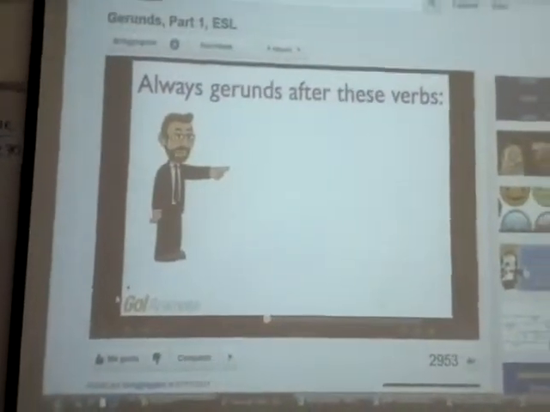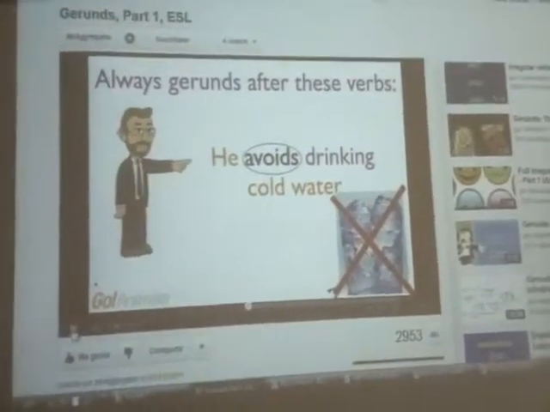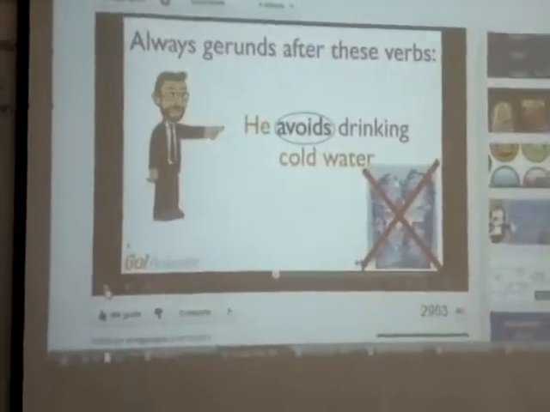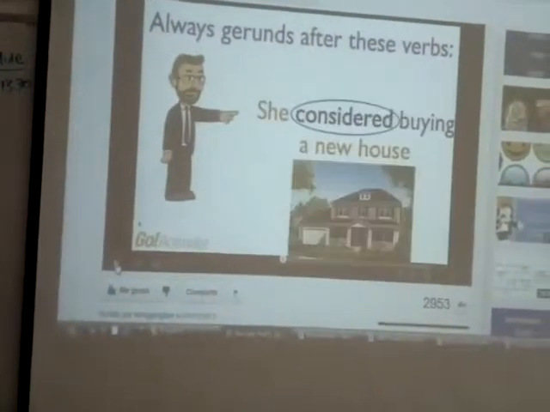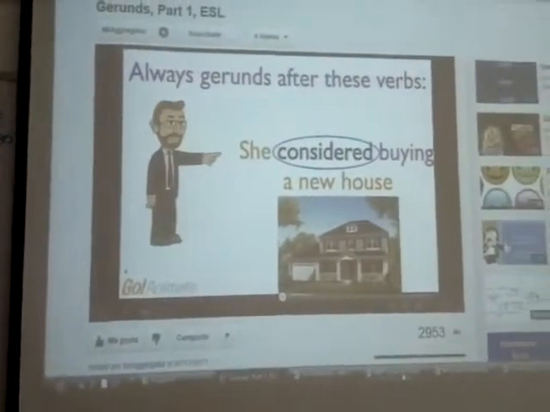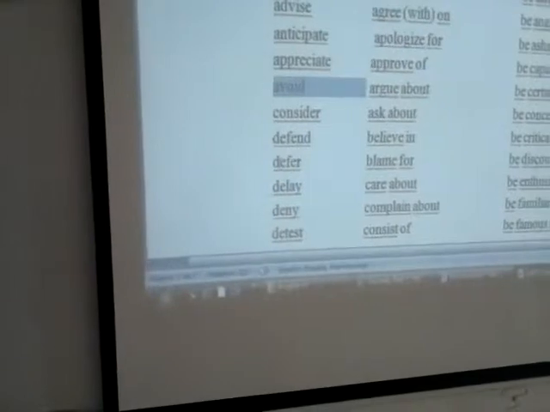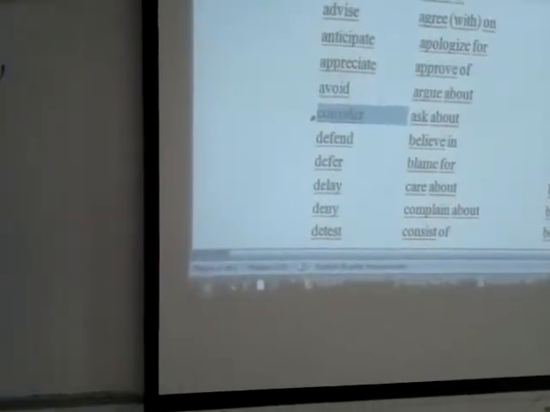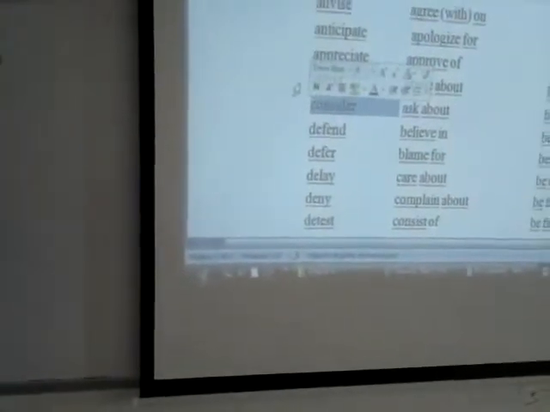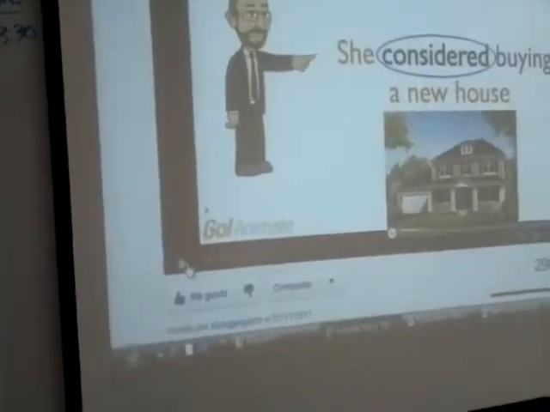For example, he avoids drinking cold water. That's the correct form. She considered buying a new house. So right here, avoids. Do you guys see it? Avoid. Consider. Do you see it? Yes. Avoid. Consider. Okay, let's continue.